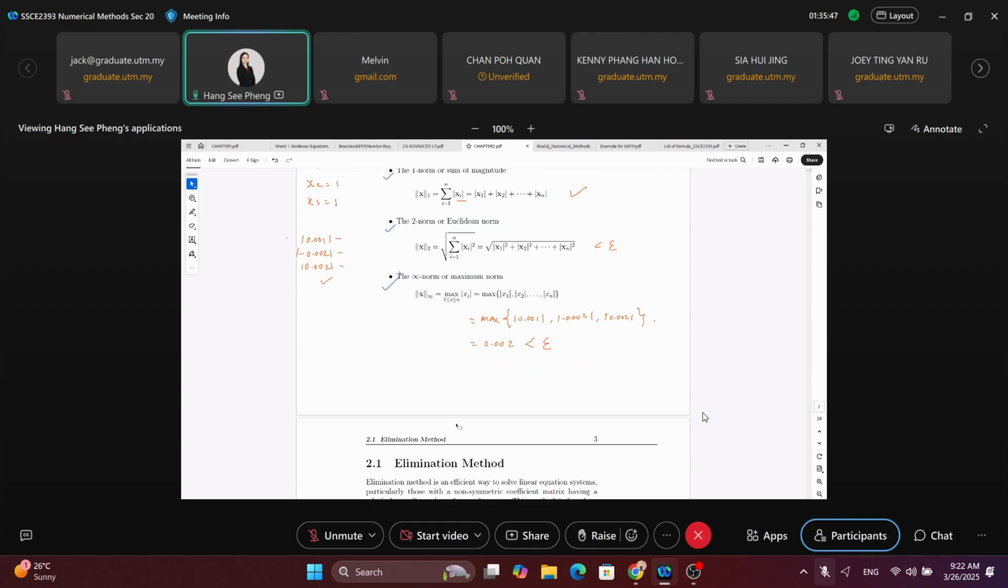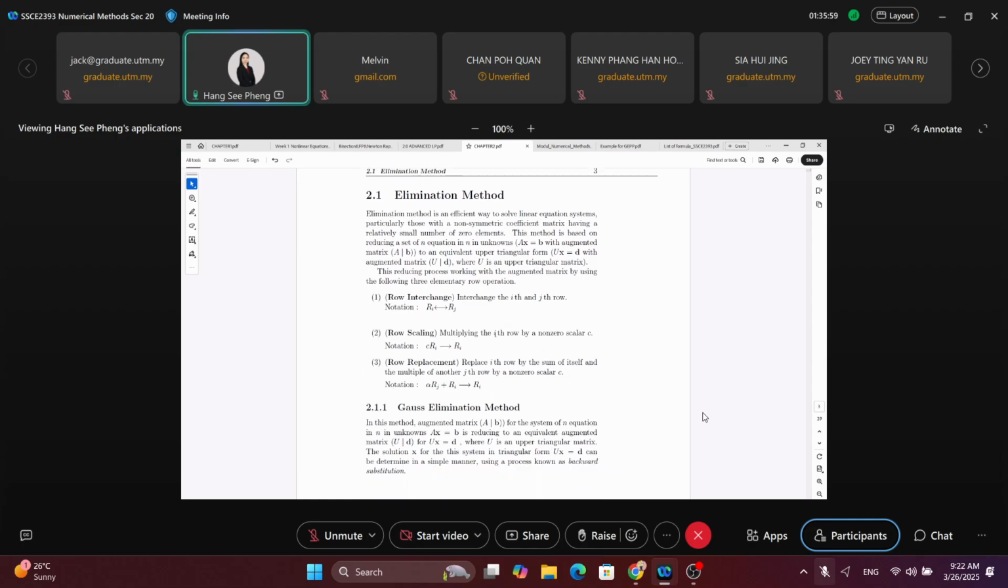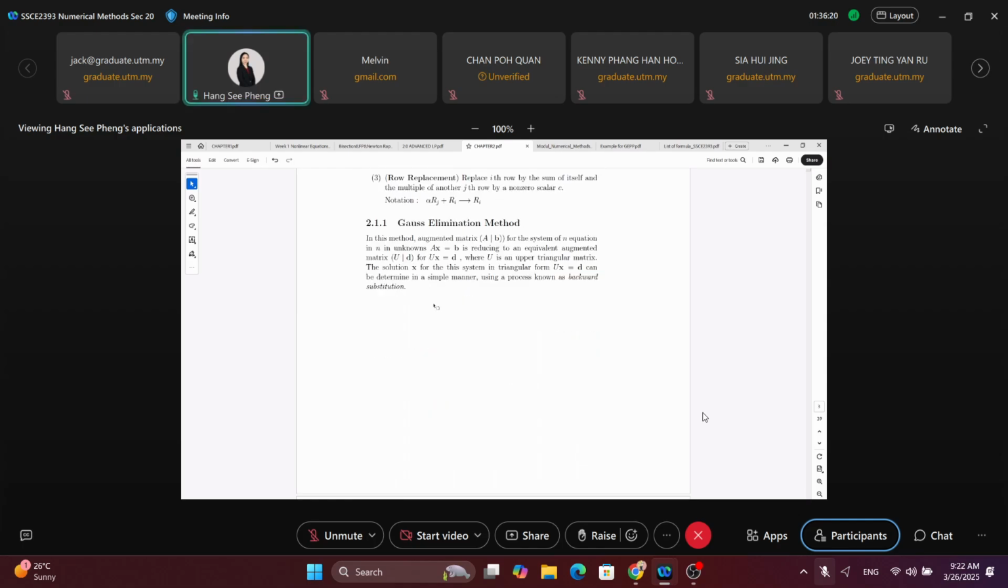Okay, now go to the elimination method. Same as with Gauss-Jordan elimination, we have row interchange, row scaling, and row replacement to find the new row. Based on the row reductions, we can see how we find the alpha and find the new row.